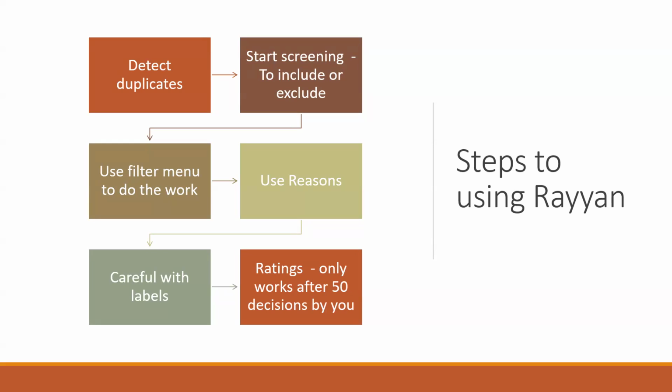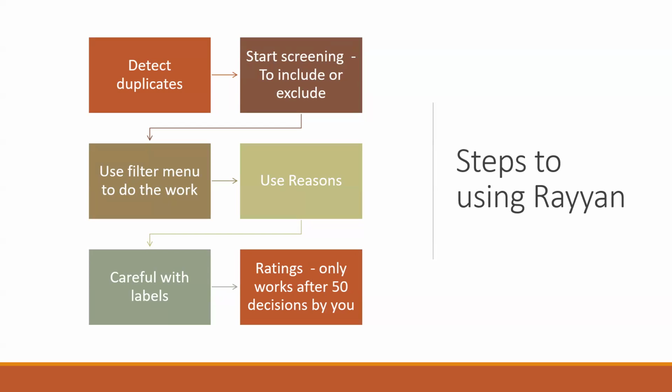So the first thing that you do is you need to import your references, which is really easy, especially if you use a citation manager. You can import all those references into it, and then the first thing you want to do is detect duplicates. Now I know EndNote has a way to detect duplicates, and Mendeley and Zotero do too, but this is just another way for you to go through and make sure that you're not including the same article.